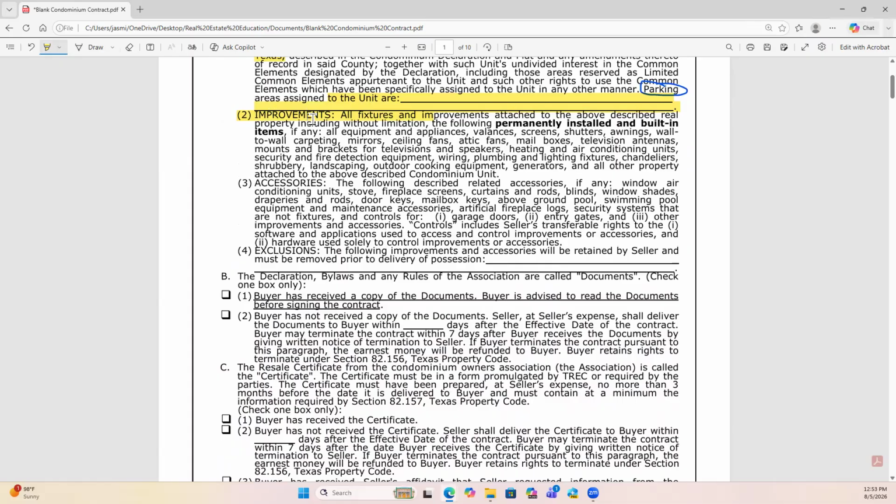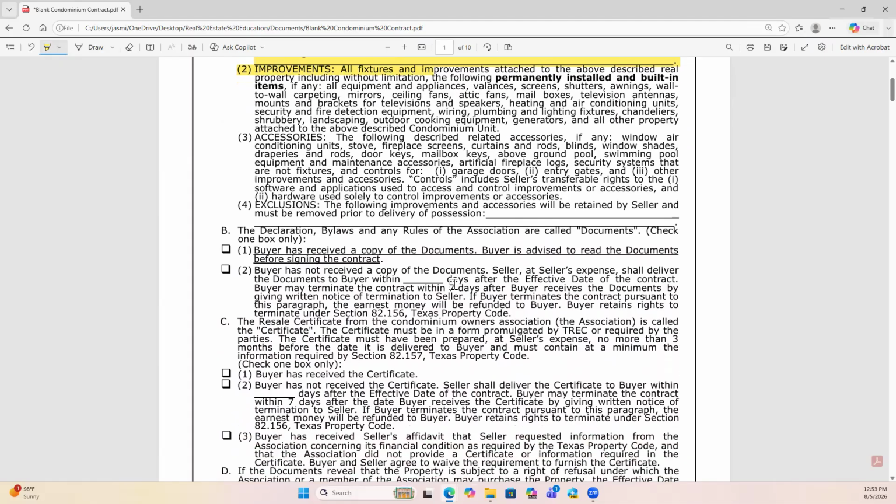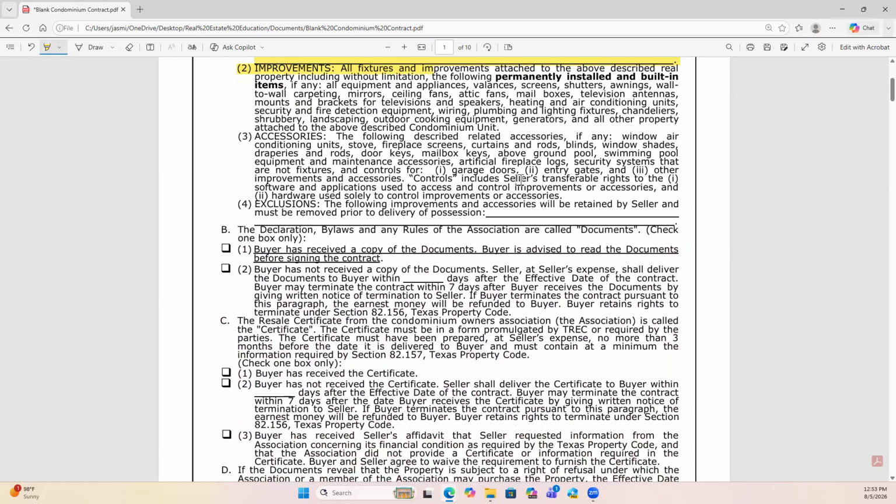There's no change here with the improvements, accessories, and what the exclusions are. So just making sure you understand the difference between an improvement and an accessory, and you've read through the MLS listing to be very clear if there were any exclusions and, if you're on the selling side or the listing side of the contract, that you've also discussed with your sellers: are you keeping anything? Is there anything you want me to exclude?